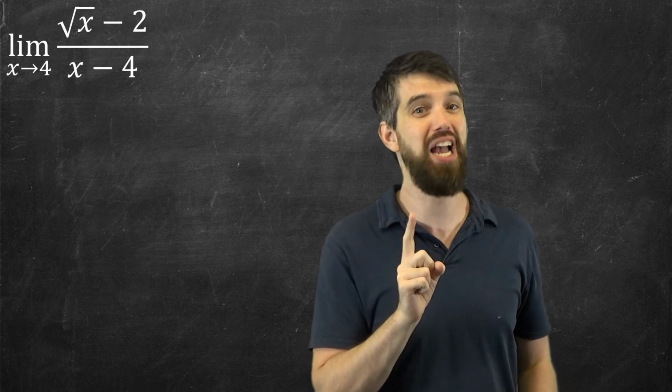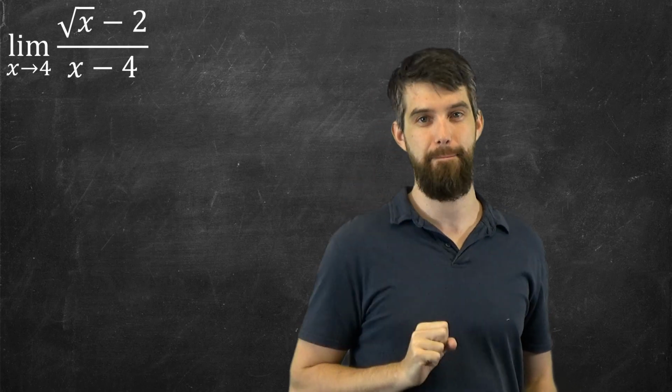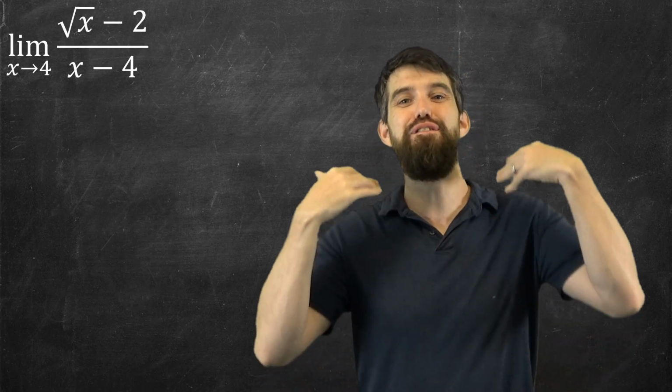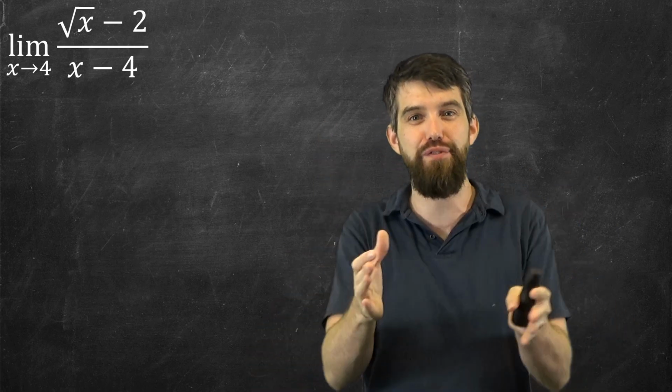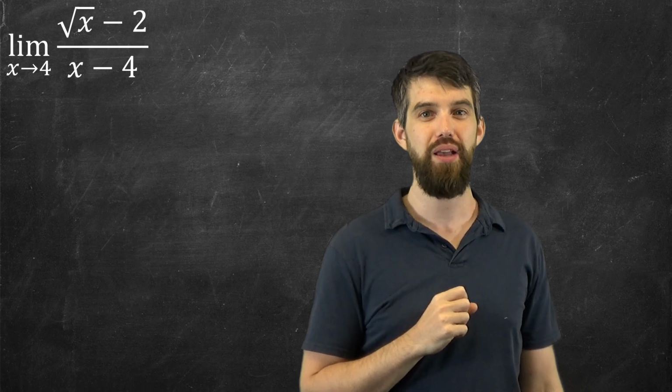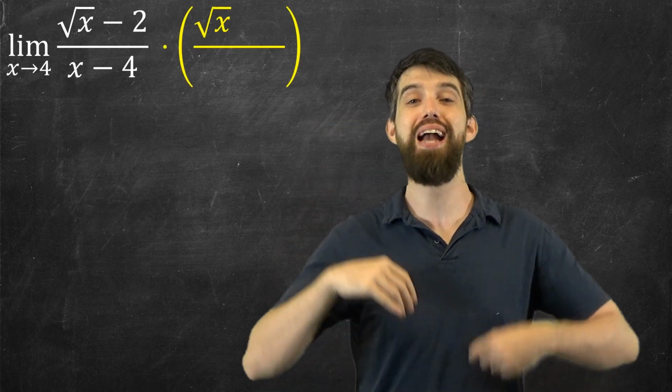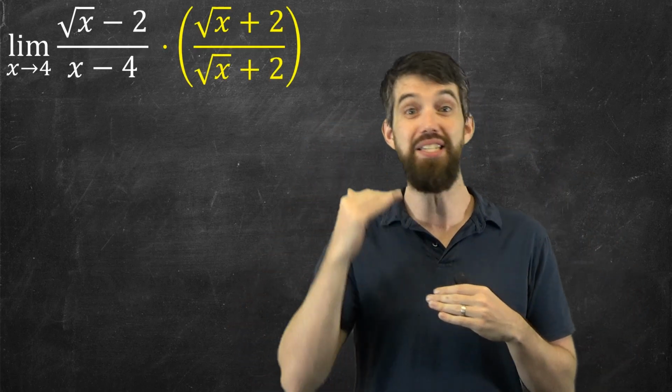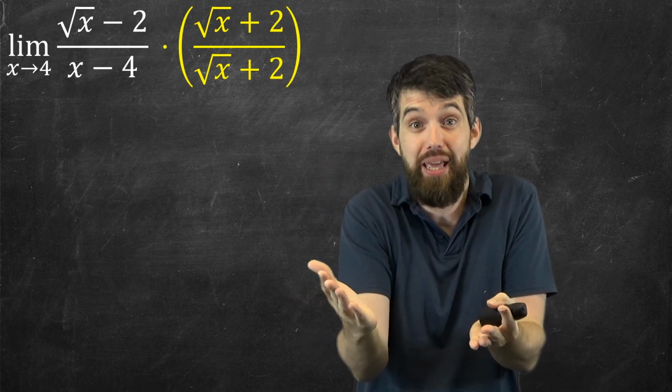And what I'm going to do is I'm going to multiply by just 1. But not just 1, a very fancy version of 1, a very specific version of 1. You see how it's square root x minus 2? I'm going to multiply the top and the bottom by square root x plus 2. And because it's the top and the bottom, this is just multiplication by 1.